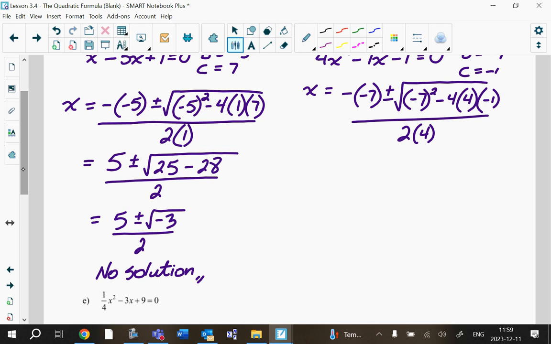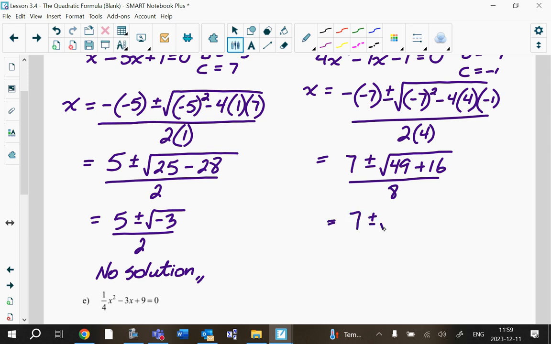So negative negative 7 becomes 7. Plus or minus, what's negative 7 all squared? 49. What is minus 4 times minus 1? It's not negative 16. Positive 16 over 8. And I can keep going under the square root. 49 plus 16, 65. So there is going to be an answer because it's positive.